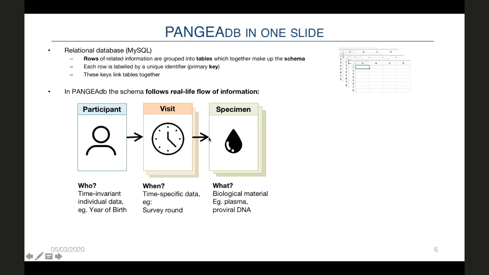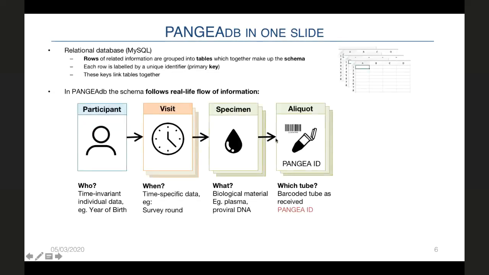The data then flows from visit through to a biological specimen. And there you might have some information about what type of specimen it is, for example. So was it plasma, was it proviral? You might have more than one specimen taken at one visit, or you might have produced a type of specimen from another. You might have produced some proviral DNA from plasma, for example. Sorry, not from plasma, from blood. Each specimen will then produce at least one, but maybe many, barcoded tubes, so aliquots. So you've aliquoted a single sample into lots of tubes.